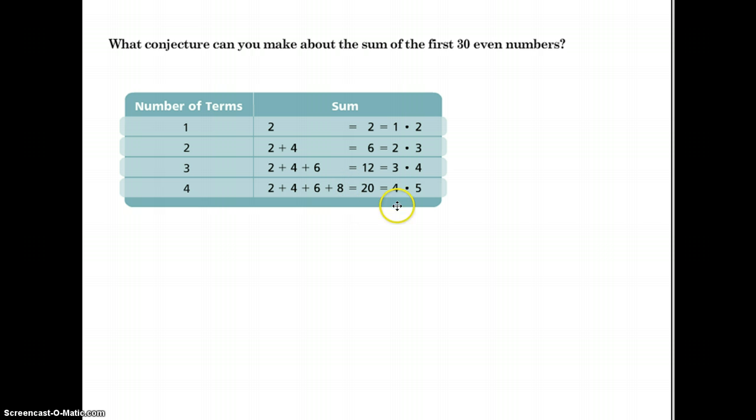So if I want to go through and find my fifth one, it's going to be 5 times 6. If I want my sixth term, that's going to be 6 times 7.